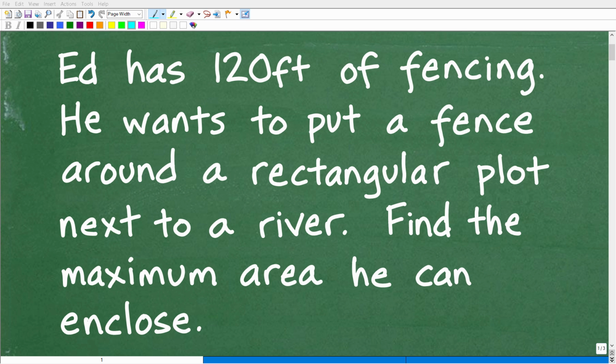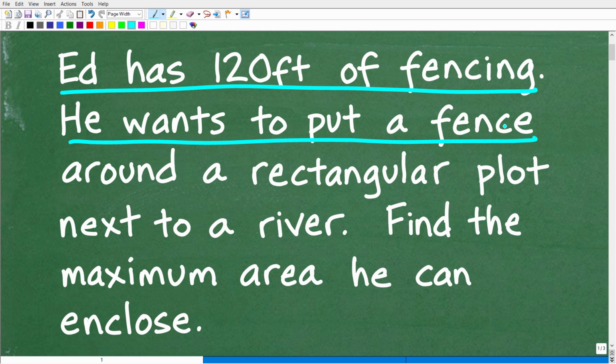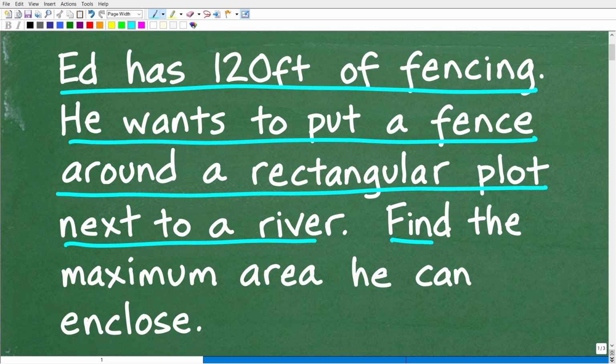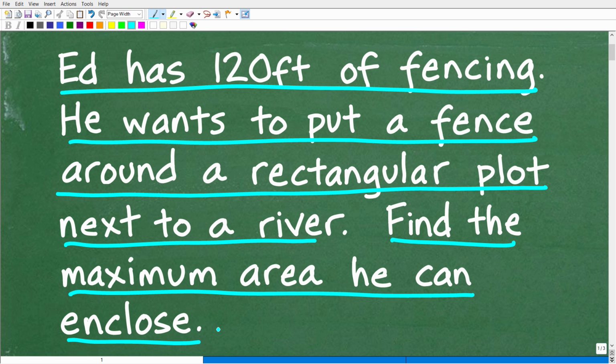Okay, so get ready to put your math skills to work to solve this interesting little math word problem. Matter of fact, let me go ahead and read the problem. It is as follows. Ed has 120 feet of fencing. He wants to put a fence around a rectangular plot next to a river. Find the maximum area he can enclose with this amount of fencing.